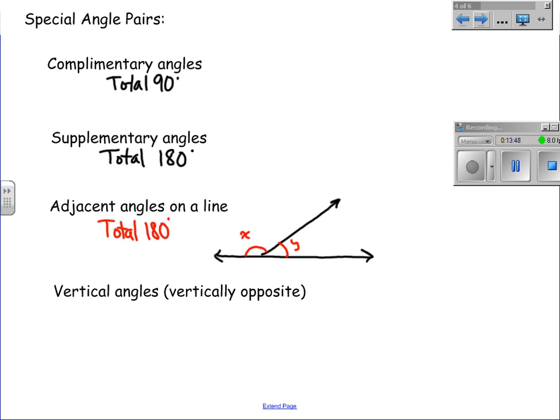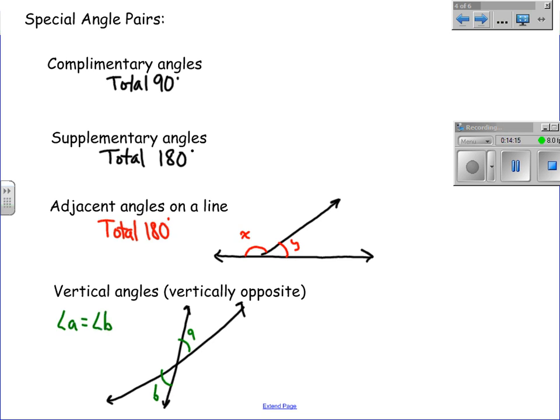Finally, the picture for vertical angles. See if you guys remember this. Vertical angle picture looking like this. And let's talk about angle A and angle B. What do we know about angle A and angle B? Jillian? They're the same. Angle A equals angle B.